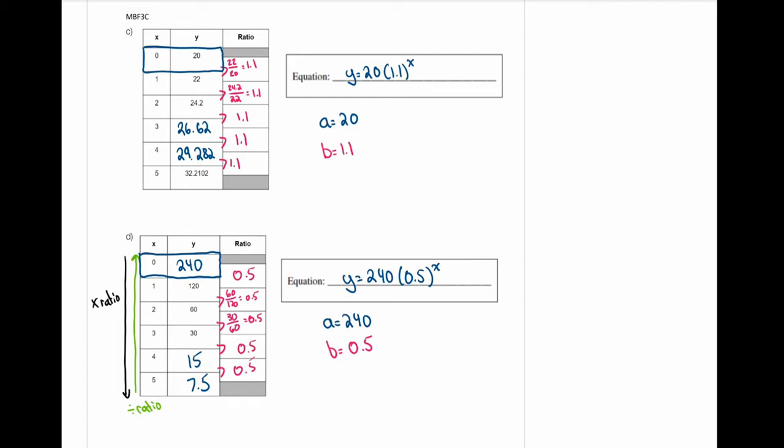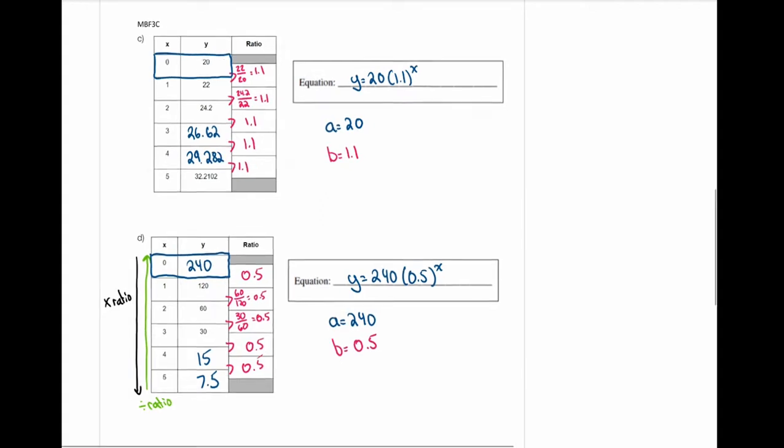And then if we work our way going backwards or going up, we divide by a half or we multiply everything by 2. And we should get the initial value is 240. So our equation for this exponential relation is y equals 240 times 0.5 to the power of x.